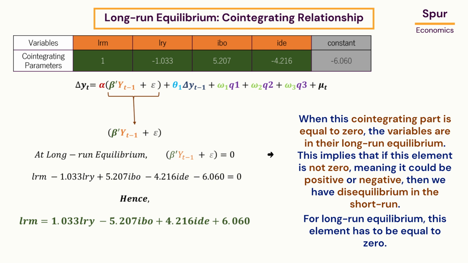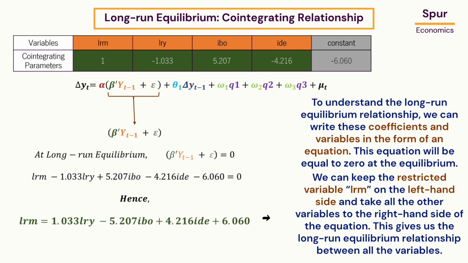This implies that if this element is not 0, meaning it could be positive or negative, then we have disequilibrium in the short run. For long-run equilibrium, this element has to be equal to 0. To understand the long-run equilibrium relationship, we can write these coefficients and variables in the form of an equation. This equation will be equal to 0 at the equilibrium.